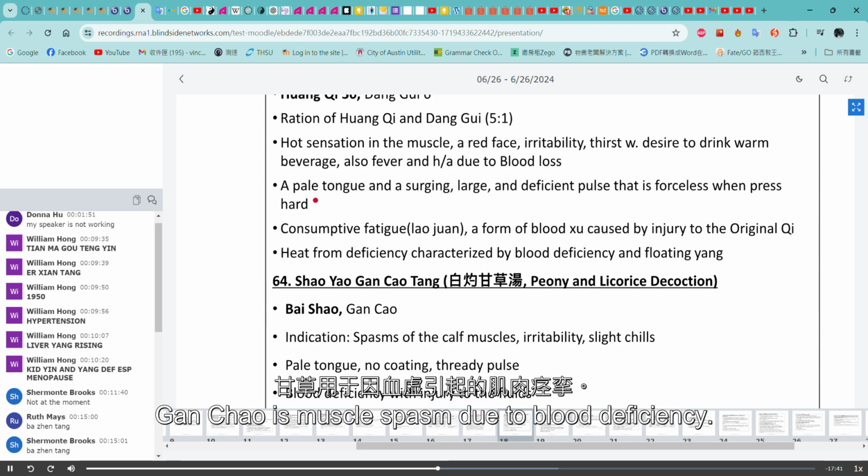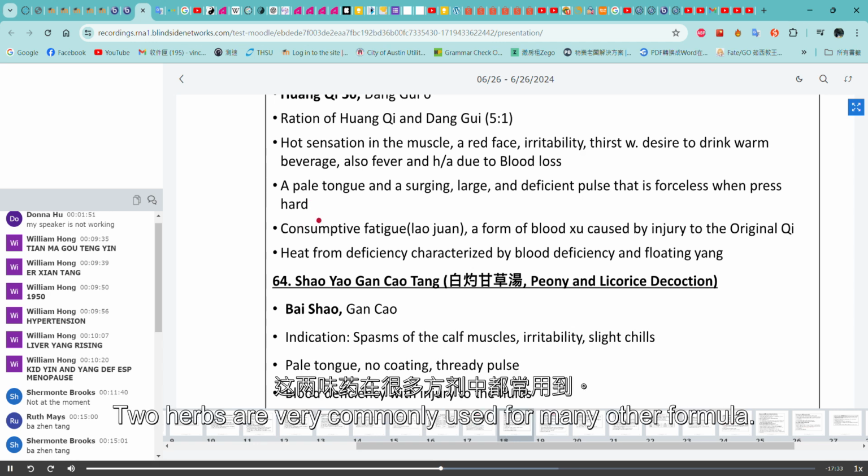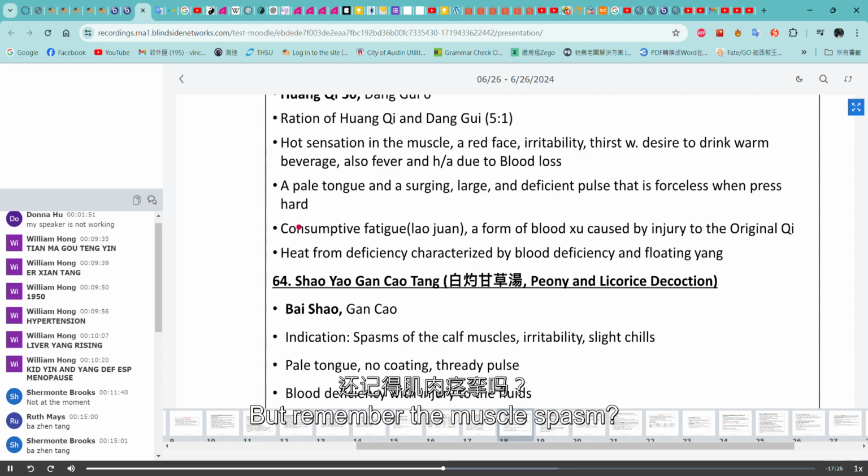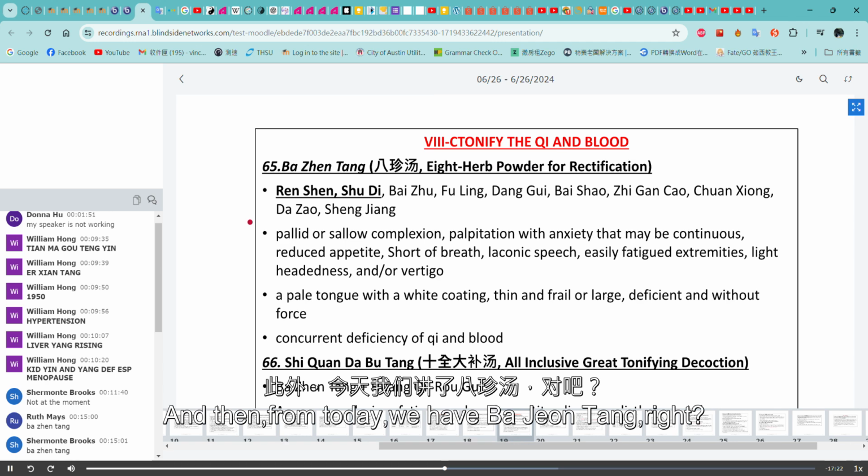Xiaoyao Ganchao is muscle spasm due to blood deficiency. So Bai Shao and Gancao, two herbs, are very commonly used in many other formulas together. But remember the muscle spasm. And then, from today we have Ba Zhen Tang, right?